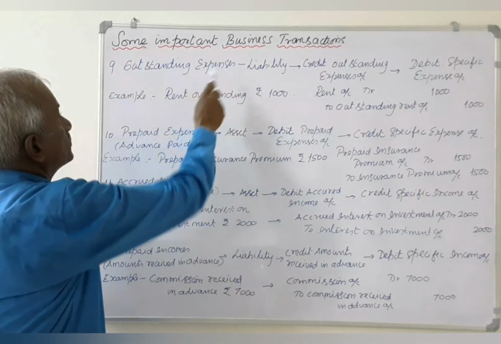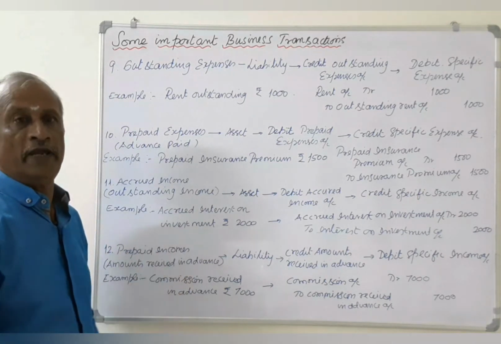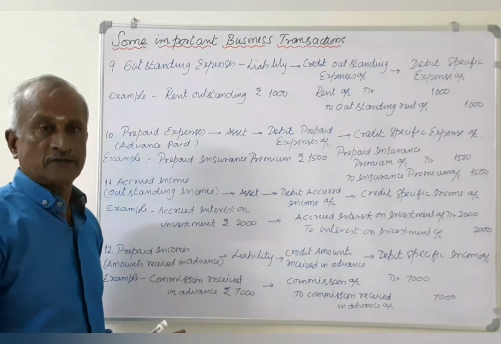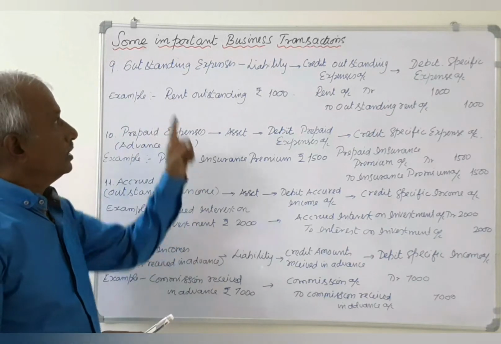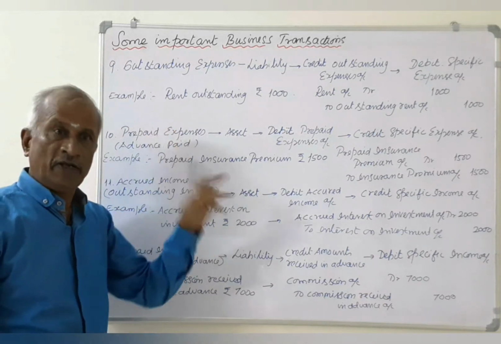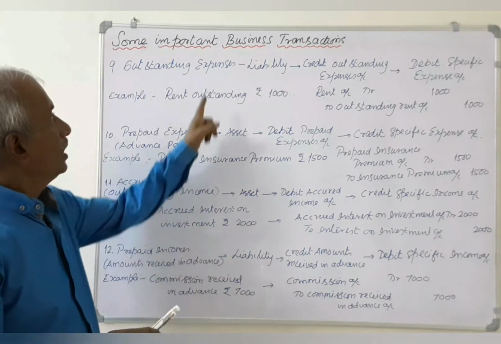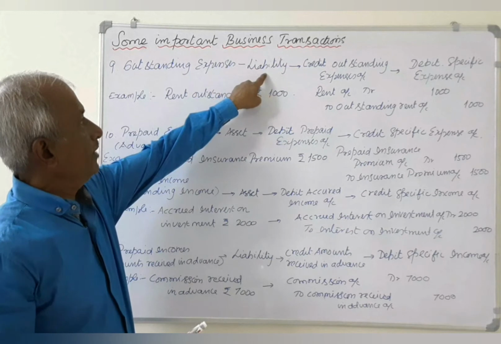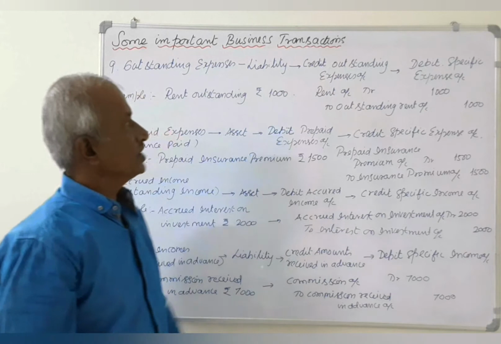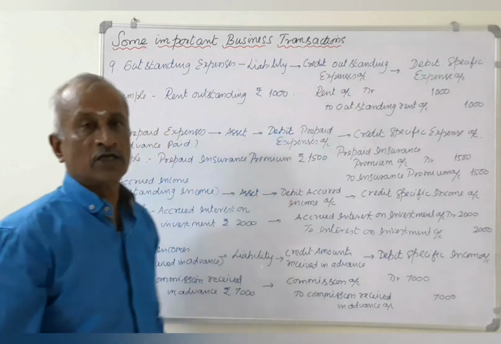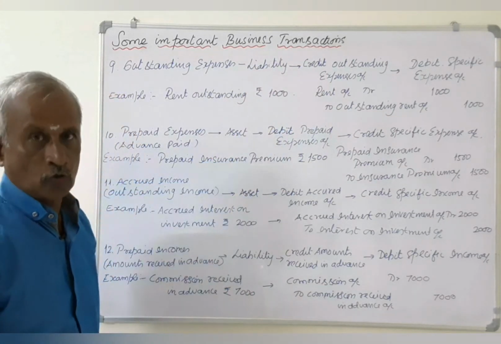9. Outstanding expenses. Expenses incurred in the current year but left unpaid is outstanding expense. How to remember whether this account is to be debited or credited? Expense is always debited. So outstanding expense should be credited. Another way is it is a liability, so it should be credited. Credit outstanding expenses account and debit specific expense account. So the journal is specific expense account debtor to outstanding expense account.